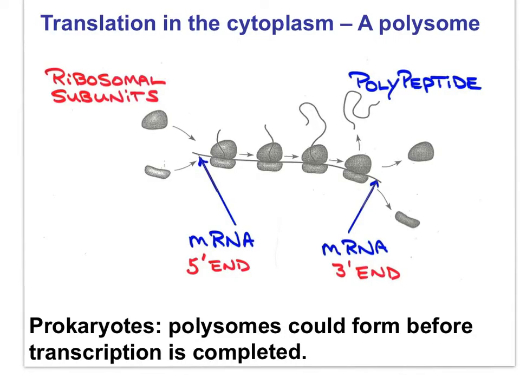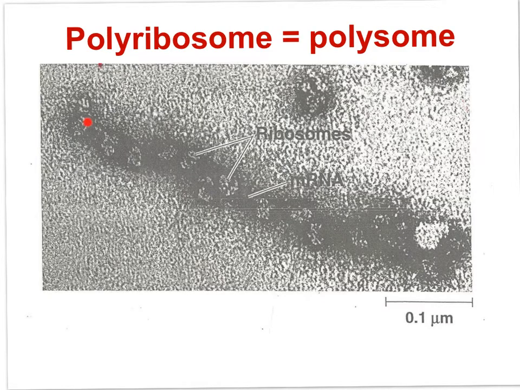Here is a diagram of many ribosomes simultaneously translating the mRNA in a 5-to-3 direction. These ribosomes are free in the cytoplasm. Numerous ribosomes simultaneously translating the mRNA is known as a polyribosome, or polysome for short. Here is a micrograph showing numerous ribosomes bound to the mRNA simultaneously translating the mRNA. This is a polyribosome or polysome.